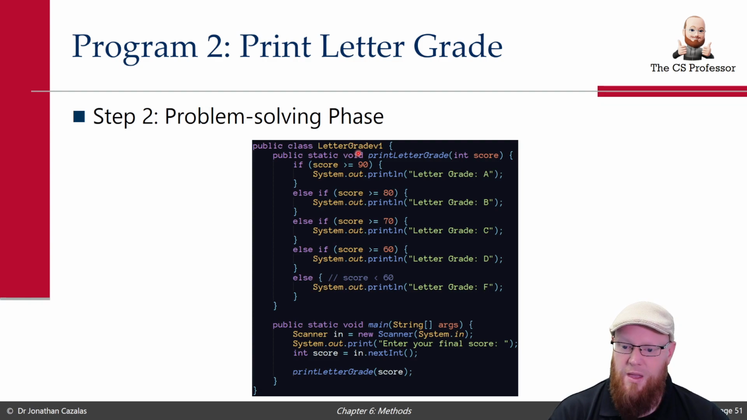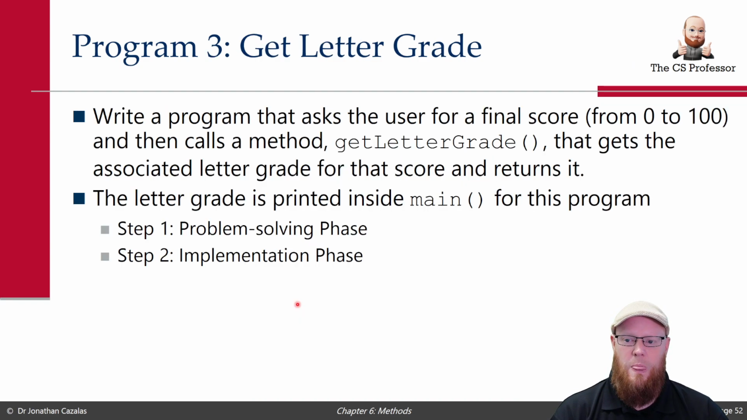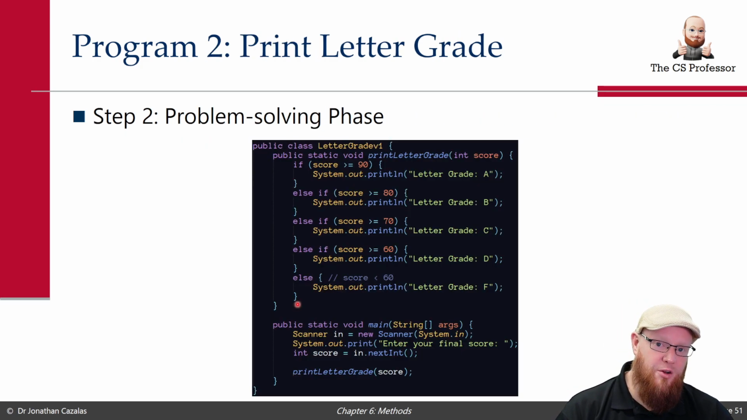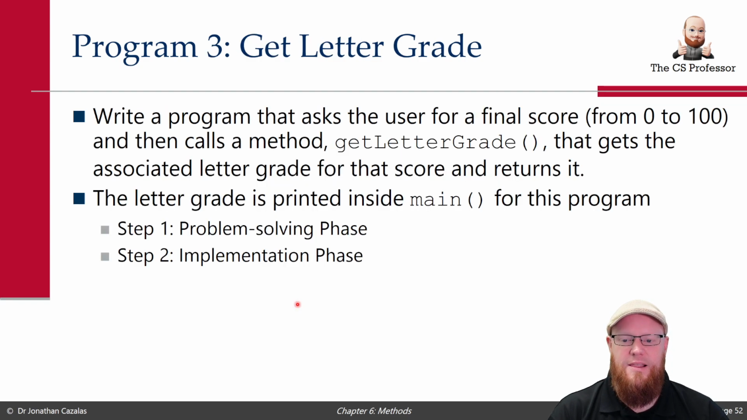Notice it's void here because we're not returning anything at all. Pretty straightforward program. Read a score, make the method, call the method, send over the actual parameter, save it in the formal parameter, this placeholder, and then run this if, else if block, and then match with the appropriate score, and then print the letter grade. Pretty straightforward. Compare that to this one, which instead of being called print letter grade, is called get letter grade.